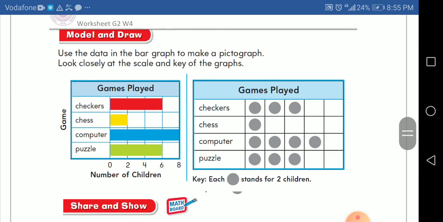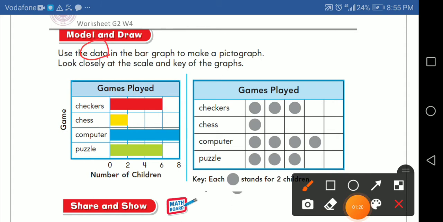Okay, use the data in the bar graph to make a pictograph. Data means what? It means information. Why bar graph? Because it consists of bars. Okay, look closely at the scale and key of the graphs. I have here games played. This is the name of the bar graph.